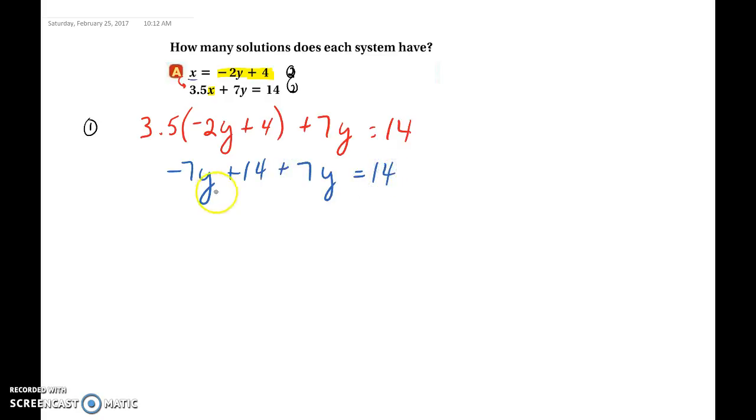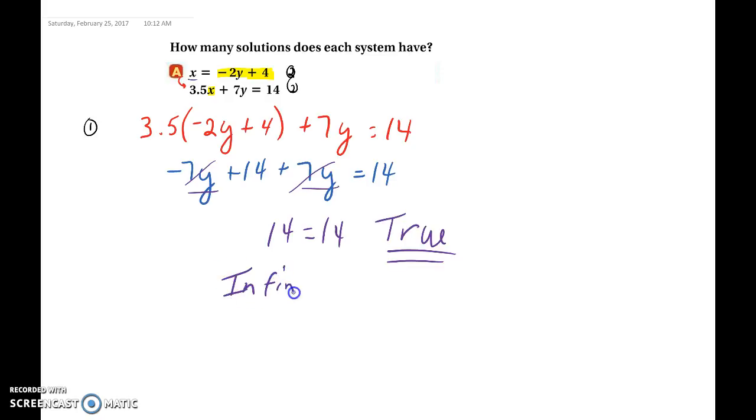Now we'll combine like terms, so negative 7y plus 7y, the y's cancel each other out, as it'll be 0y. And we're left with 14 is equal to 14, which is a true statement. So that means that there are infinitely many solutions. If we were to graph these two lines, the two graphs will be exactly the same and will graph right on top of each other. And if we were to rewrite each of these into y equals mx plus b form, they will be the exact same line.